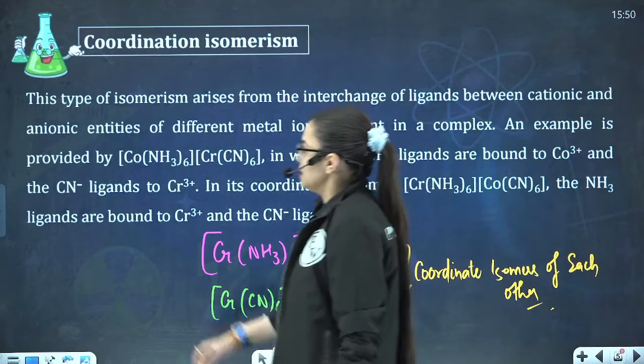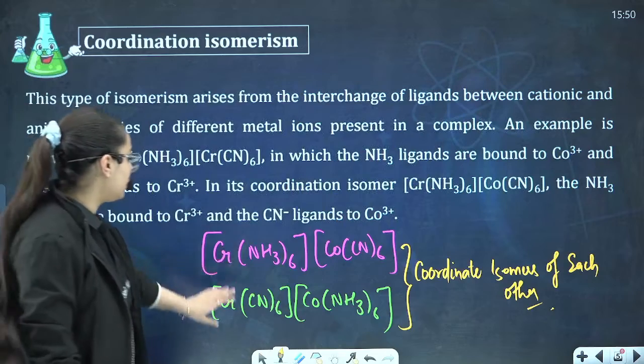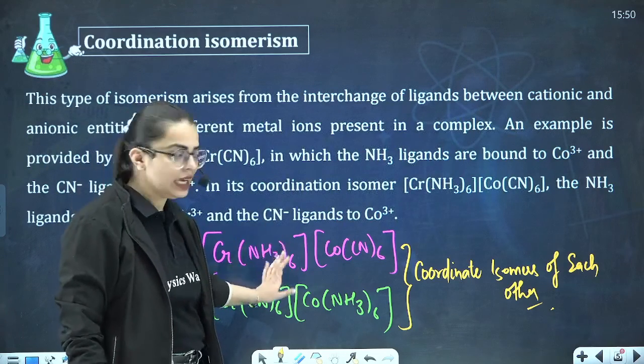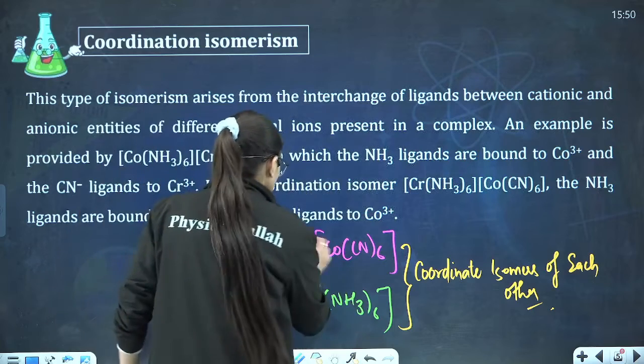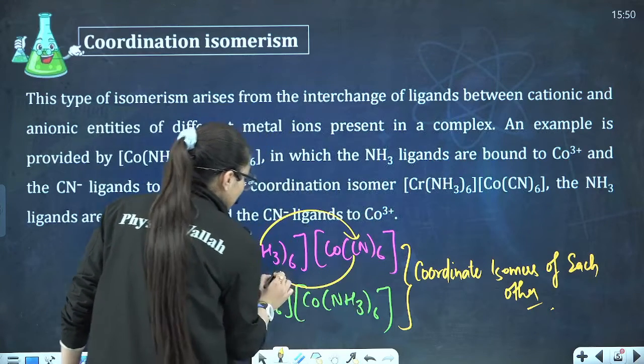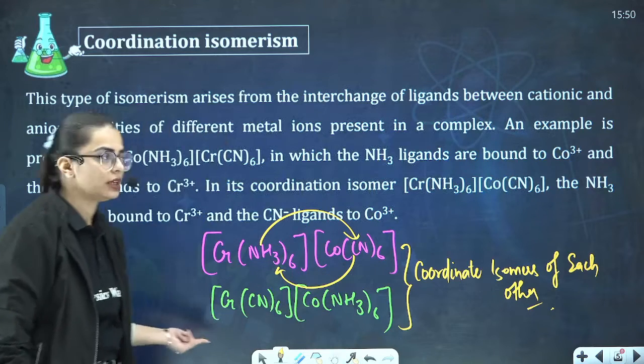Now let us understand with the definition. This type of isomerism arises with the interchange of ligands. Over here we initially have the ligand NH3, and over here we have CN. Now we have interchanged both of the ligands. This ligand is being interchanged by this ligand. Are you getting my point? So you'll get a new isomer, this one. Now see.